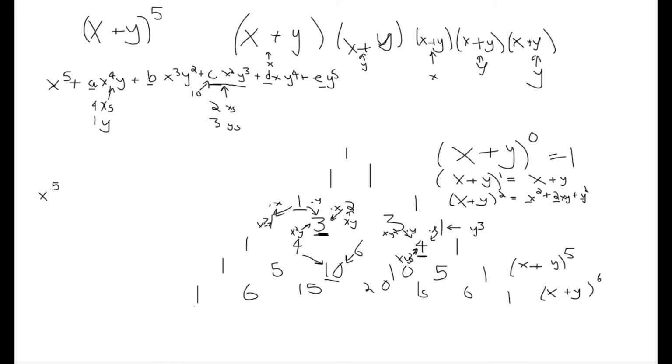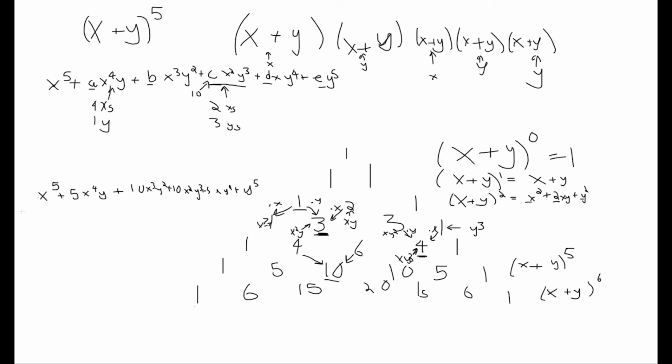So x plus y to the 5th is x to the 5th plus 5x to the 4th times y plus 10 x to the 3rd times y squared plus 10 x squared y cubed plus 5 x y to the 4th plus y to the 5th, right?